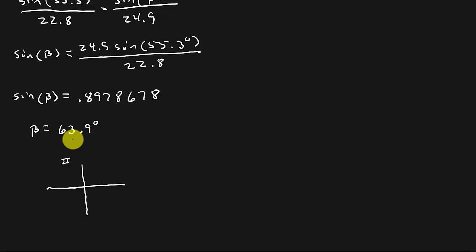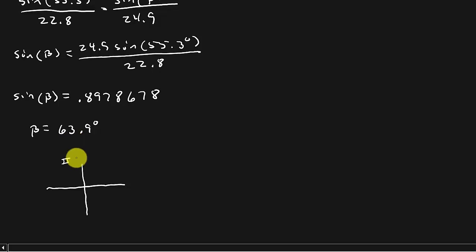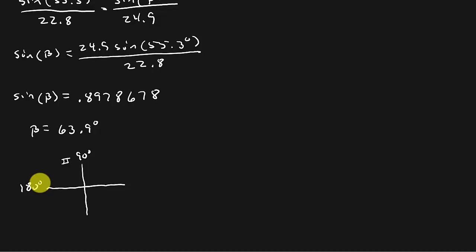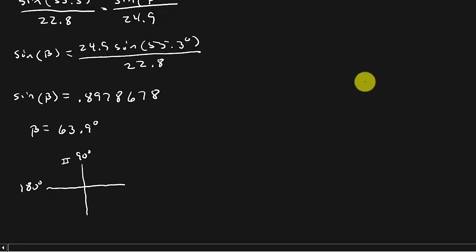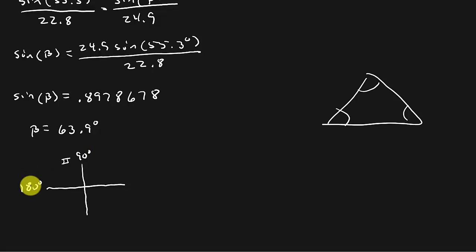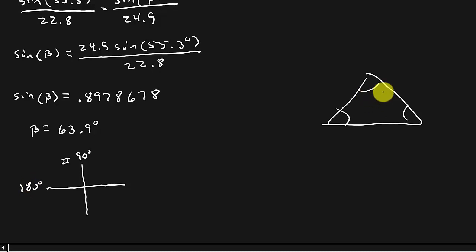In the second quadrant. Now, the second quadrant is between what? 90 and 180 degrees, right? Well, is it possible to have an angle measure of a triangle? Like if we have a triangle, is it possible for one of these angle measures to be between 90 and 180 degrees? Of course it is, right? It can't be more than 180.